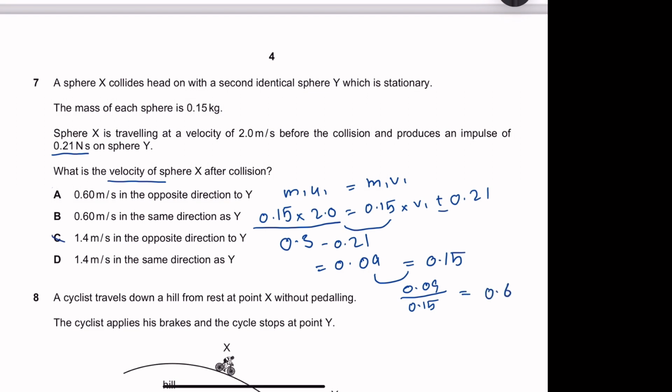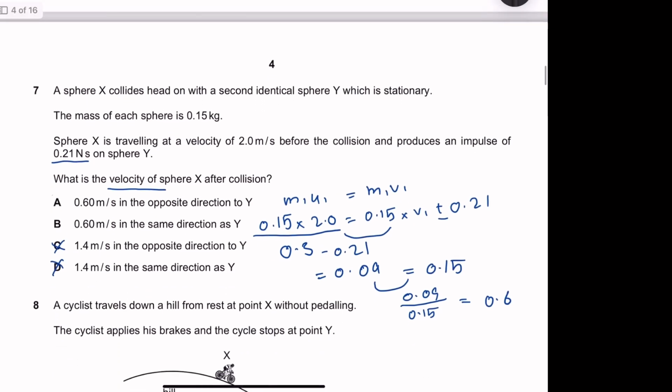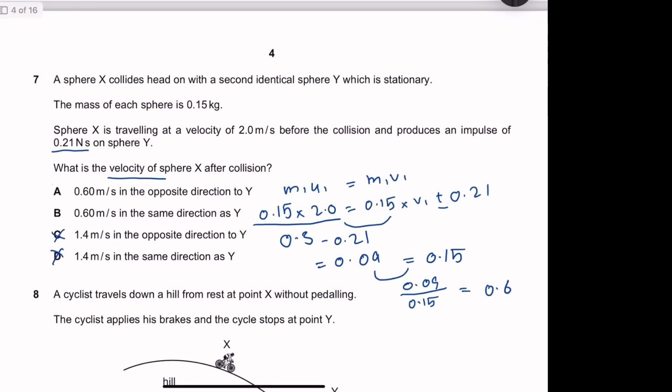So you can cancel out C and D, and it says opposite direction to Y or same direction as Y. So it will be B. Since our answer is positive, it will be the same direction. If it was minus 0.6, then it would be the opposite direction of Y. But since it's positive, it will be in the same direction.